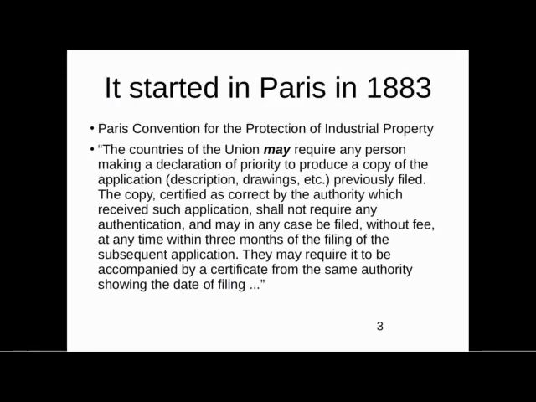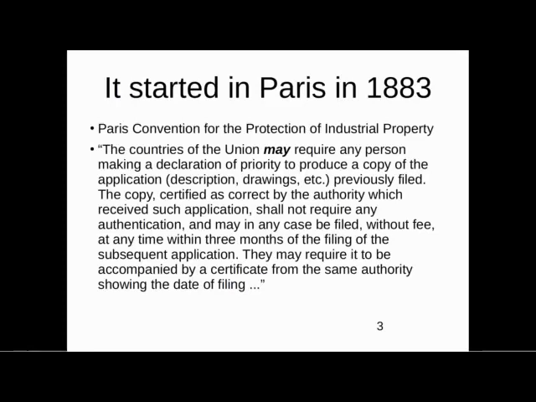The idea that every country ought to treat the citizens of all other countries as well as they treat their own citizens. And the treaty went on to say, for example, that if you filed an application in a first country and then later filed an application in a second country, you could claim priority in the second country, and the second office would treat the application as if it had been filed on the same day that the application was filed in the first country.